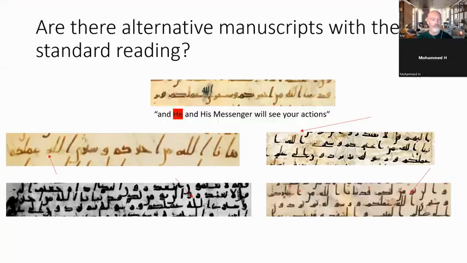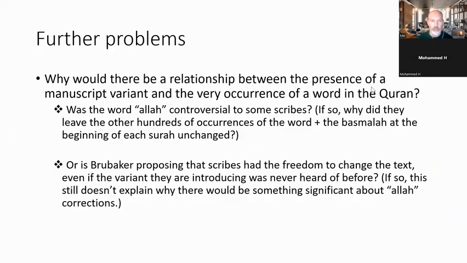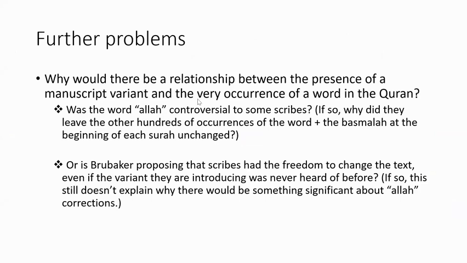Yep. And the final thing I'll leave you off with is, why is there a relationship between the presence of a particular word and a correction? Why was the word Allah controversial to some scribes? Is that something that you would infer from Brubaker's data? How would you understand Brubaker's data? He collected about 38 examples of corrections related to the word Allah. Now, why specifically the word Allah?